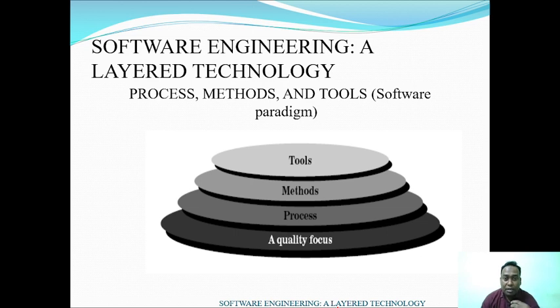Okay, there is a focus that we have used in that. There is a tool we have used. Okay, there is a method we have used in software layer technology. There is the process. There are the three things we have used in software engineering: tools, methods, and process. The quality focus is the main concept.